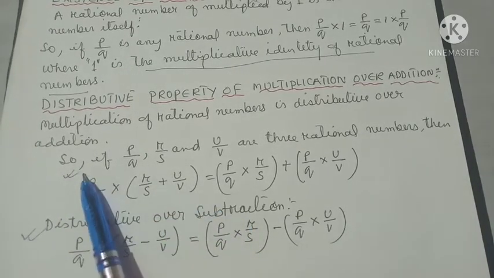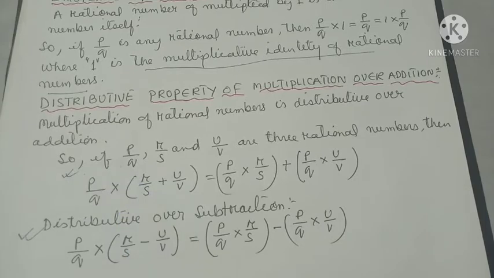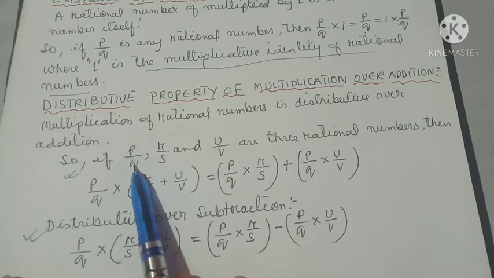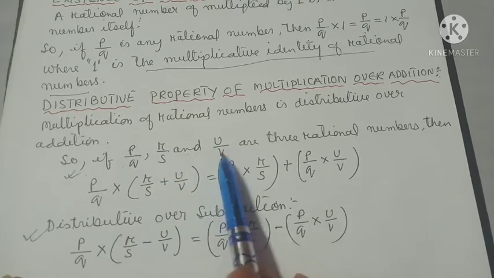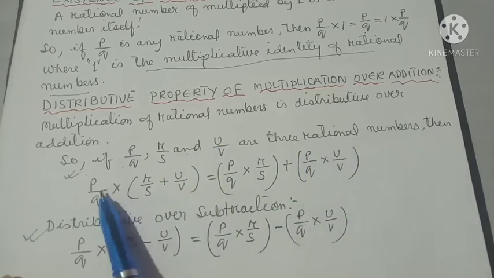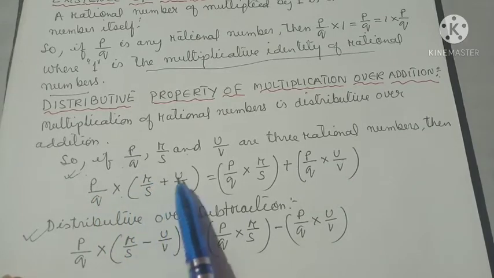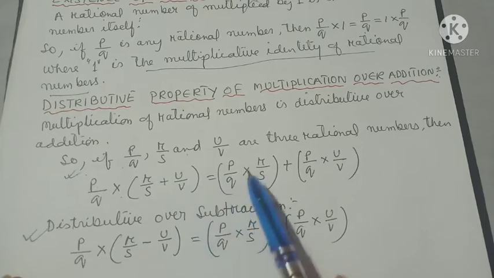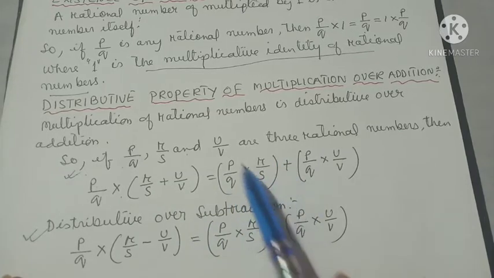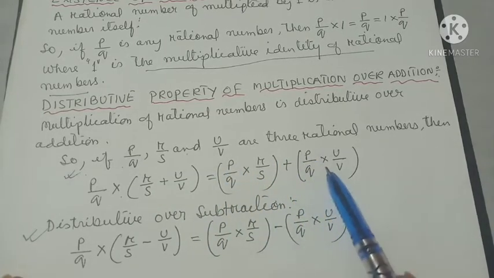In the distributive property of multiplication over addition, it is said to hold if there are three rational numbers, that is p by q, r by s, and u by v. Then p by q into bracket r by s plus u by v bracket close is equal to p by q into r by s plus p by q into u by v.